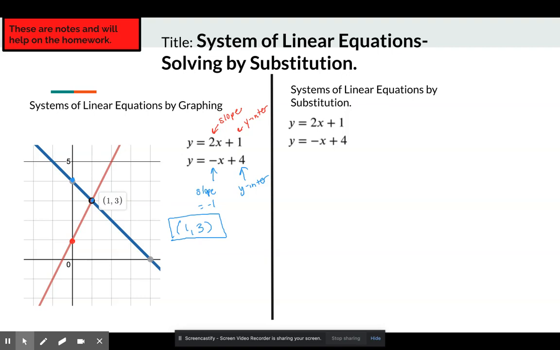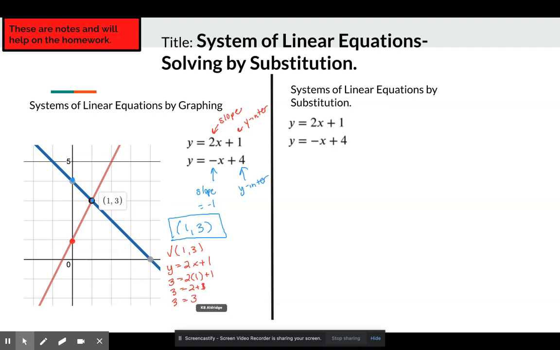We also learned that we could check it. So in the top equation, we're going to check (1, 3) in y equals 2x plus 1. Y is 3. X is 1. Okay, look at that. 3 equals 3.